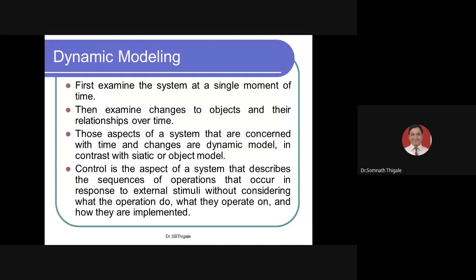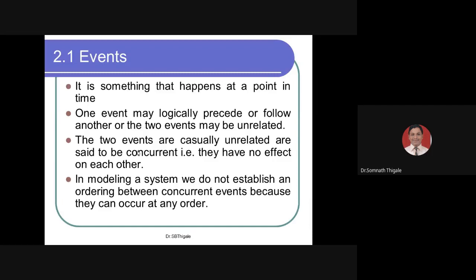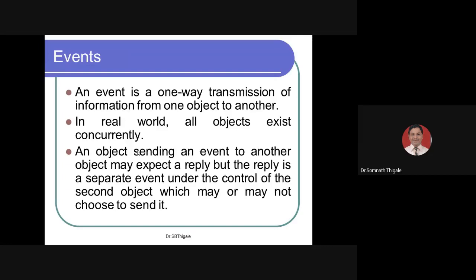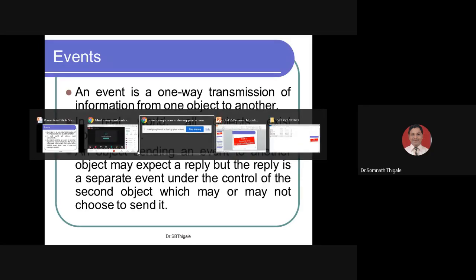So we started with the basic idea of what an event is. A simple definition of an event: it is something that happens at a point in time. With reference to that specific time, whatever happens, we simply call it an event. An event is a one-way transmission of information from one object to another object. So an event is something that happens, and that something helps us move from one place to another. We will call it a transition.